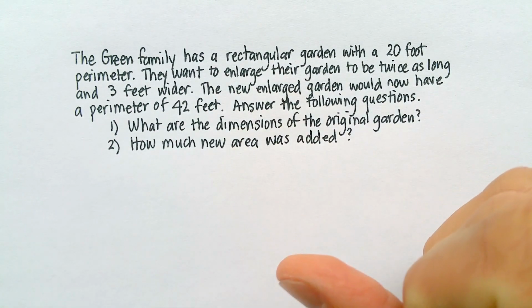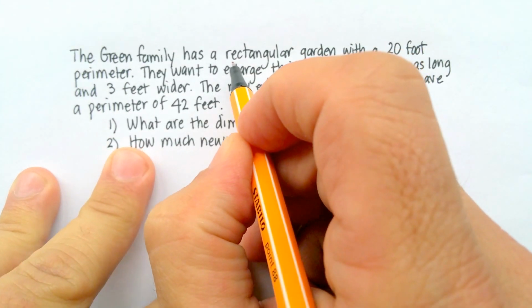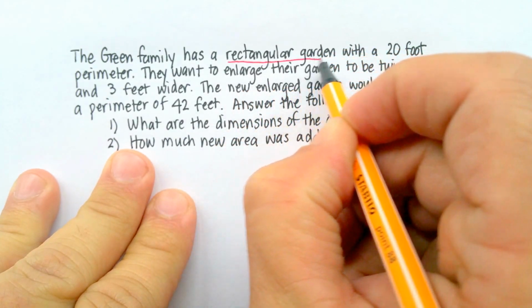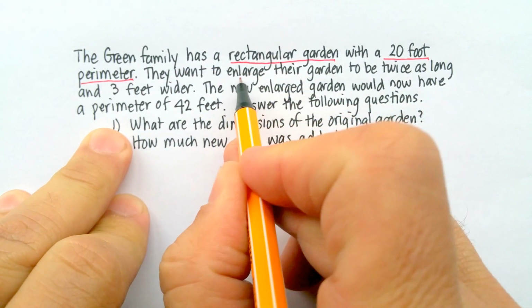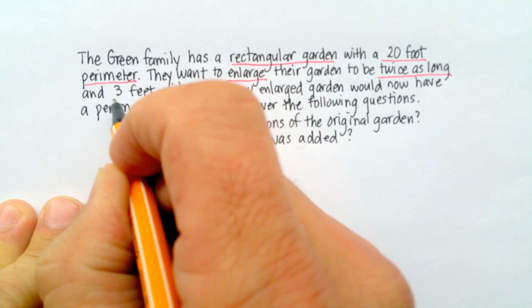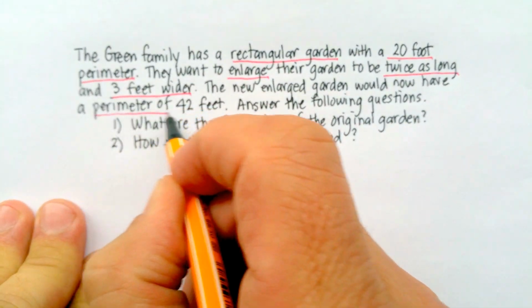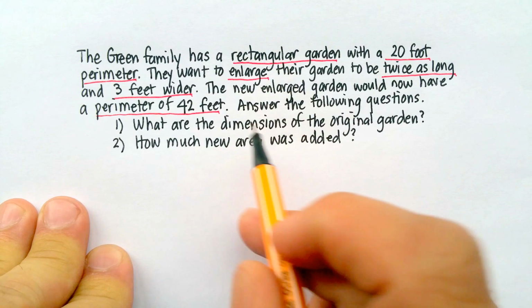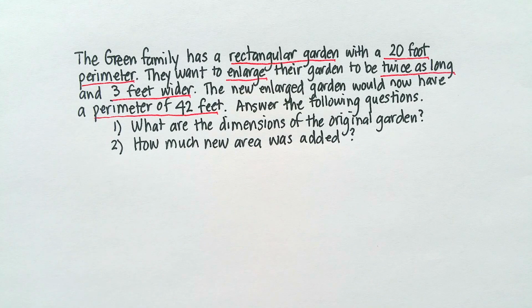I'm looking for quantities, I'm looking for shapes, I'm looking for sizes, that sort of thing. So I'm going to underline these key terms. Rectangular garden, 20-foot perimeter, okay? They want to enlarge, so I'm making it bigger, to be twice as long, 3 feet wider. The new enlarged garden now has a perimeter of 42 feet, and I'm looking for the dimensions and how much new area was added. Now, again, going back to my suggestions about how to do this, right? I'm going to try to sketch this as much as possible.